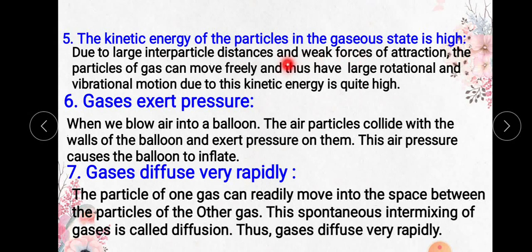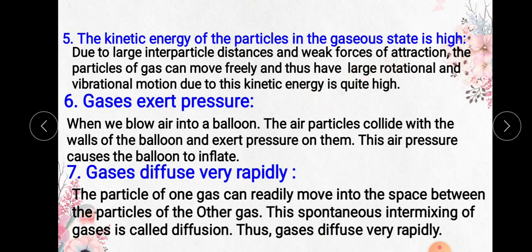See, due to the large interparticle spaces, the particles can move very fast in a gas, but in a solid and liquid, they are not able to move like that. Only solids have vibrational motion, but here the vibrational motion is very large. Where the vibrational energy and rotational motion are very large, the kinetic energy will be the maximum. So gases will have more kinetic energy.